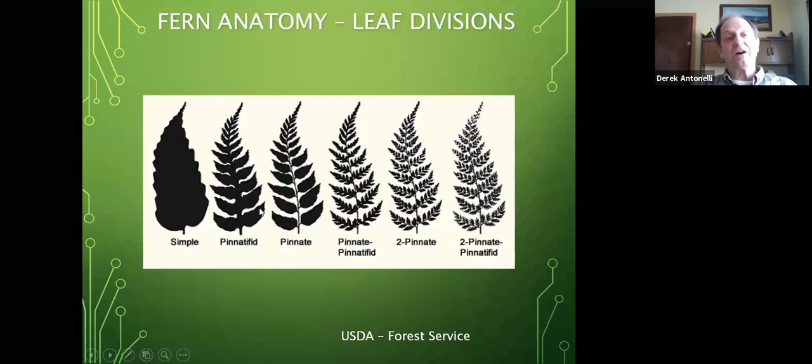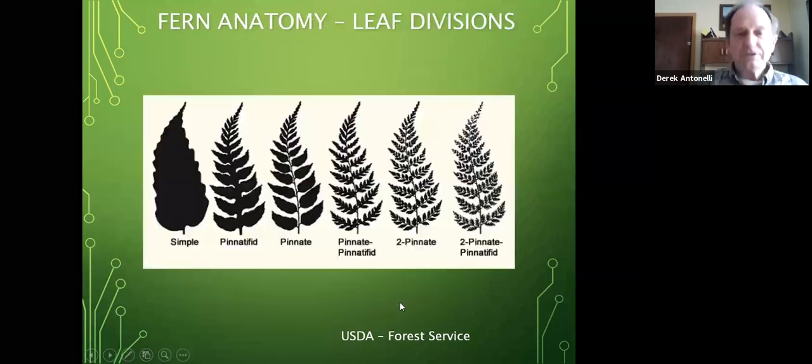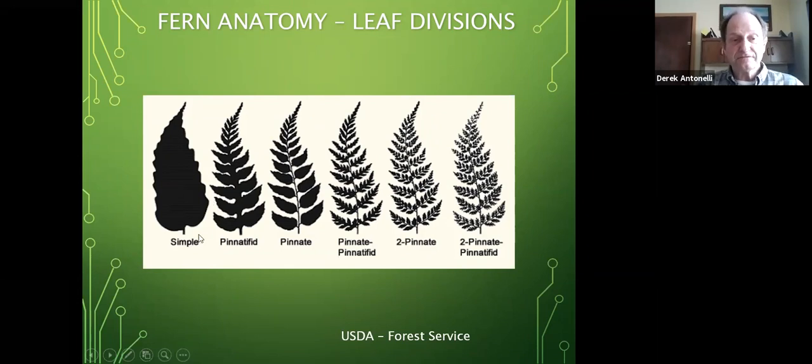So here are a set of the different types of leaves. You can have a simple leaf. You can have a pinnatifid leaf. That's a leaf that is divided, but not all the way divided. So that would be pinnatifid. It doesn't go all the way through to the rachis. Or it can be pinnate, which it does go all the way through.